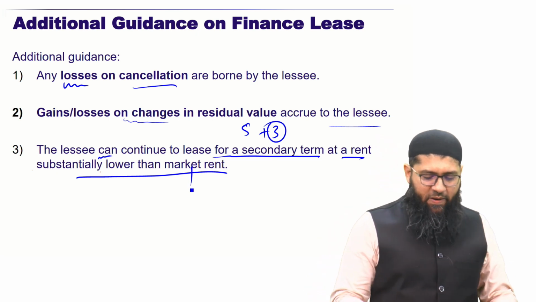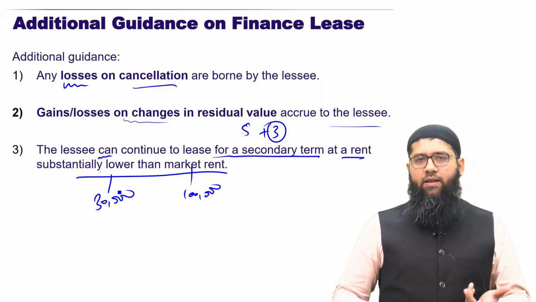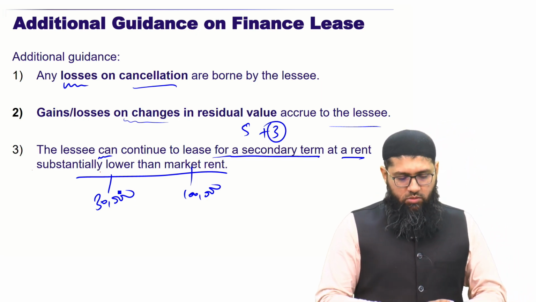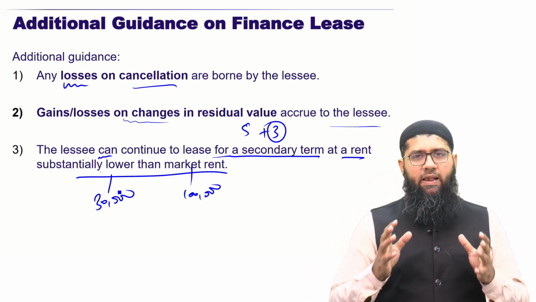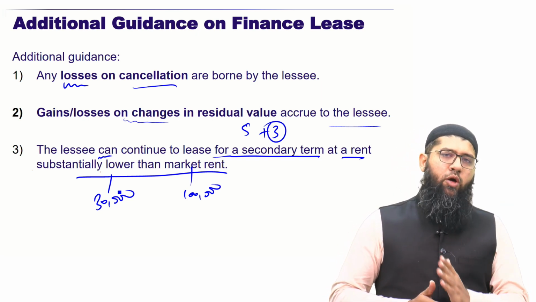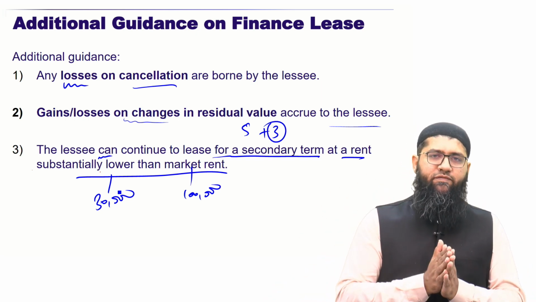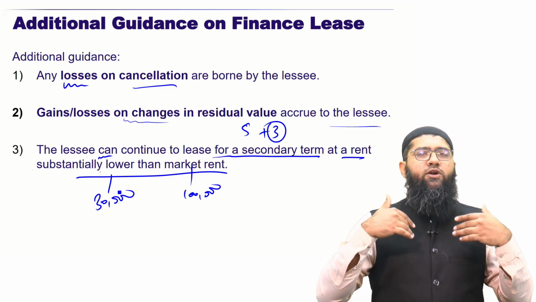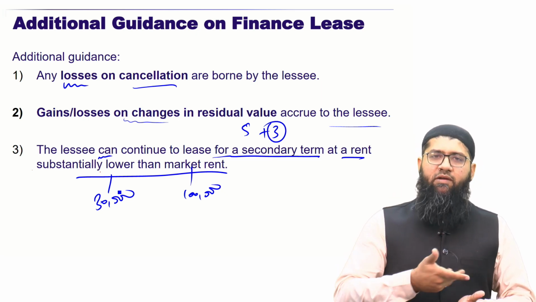The market rent is expected to be 100,000, and you are allowed to use it for 30,000. That means again, the lessor has technically transferred the risks and rewards to you. So whenever we account for the lessor, the first thing you have to do is identify if it's a finance lease or an operating lease. If it's a finance lease, accounting is different. If it's an operating lease, accounting is different. How would you know it's a finance lease? A finance lease is when risks and rewards have been transferred to the lessee. The indications are multiple and we have discussed them.